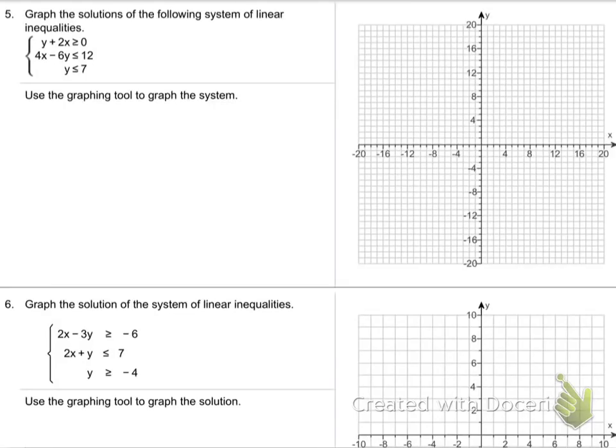Okay, so here we are, number 5. What do we have here? Y plus 2x greater than or equal to 0. Got to get y alone, so grab the positive 2x and jump it over. Y greater than or equal to minus 2x. So we've got to get y alone when you're graphing.